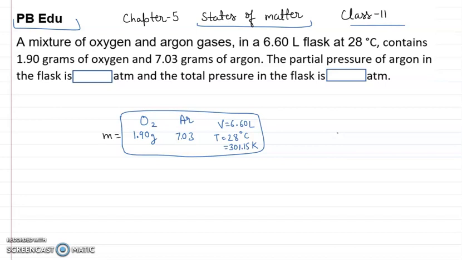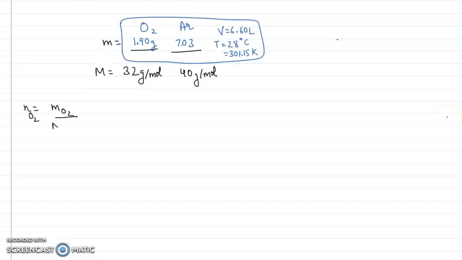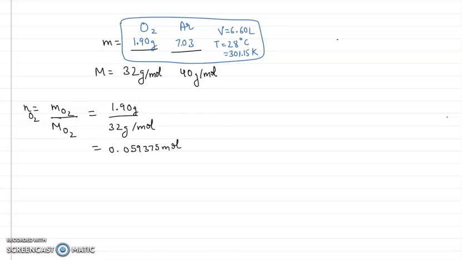Here we know that mass is given, mass for oxygen and mass for argon gas. So the molar masses used would be for oxygen, for one oxygen atom it is 16, so 16 plus 16 for two atoms, it would be 32 gram per mole. And for argon, it is 40 gram per mole. As we have mass and molar mass, we can calculate the number of moles of oxygen first. The number of moles formula is mass divided by molar mass. So it is mass of O2, 1.90 gram divided by 32 gram per mole. The units gram and gram cancel out, and the answer would be 0.059375 mole. This is the number of moles of oxygen gas.